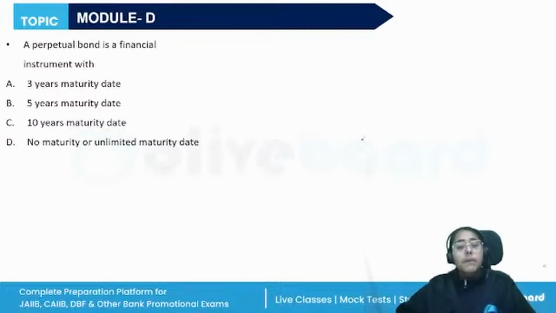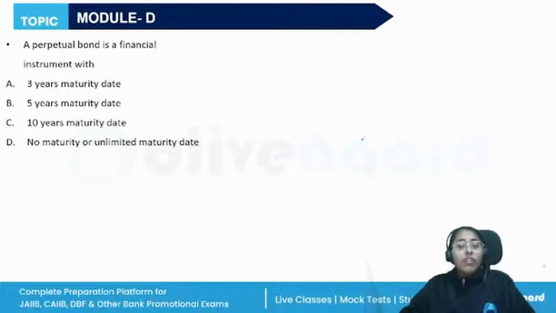Next, a perpetual bond is a financial instrument. Again, bonds also come under the assets. There are different types of bonds which can be managed. We have the convertible bonds: regular convertible, mandatory, and reverse. We have the government bonds, which can be fixed rate, floating rate, sovereign gold bonds, inflation indexed.